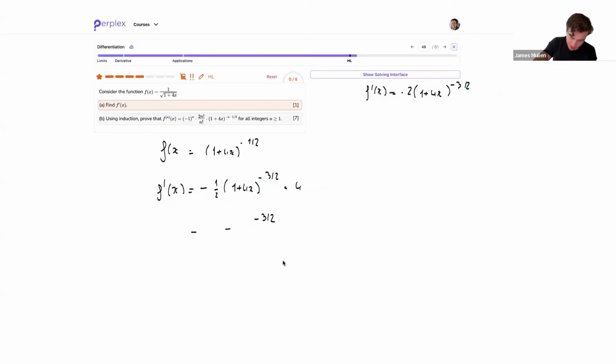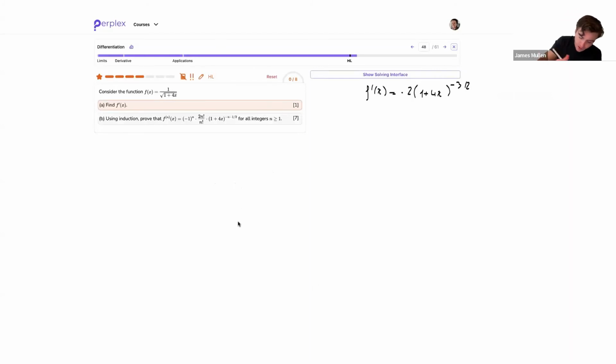And I'm going to start erasing this. And in part B, we're trying to prove by induction that the nth derivative, f n of x, is equal to minus 1 to the n times 2n factorial over n factorial times 1 plus 4x to the power of negative n minus a half. And that looks disgusting. It is pretty disgusting. We're going to take it step by step. So as usual with a proof by induction, I start with my base case.